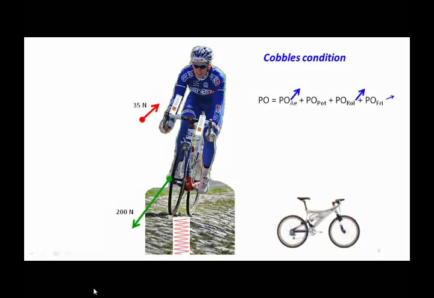So, the company that builds the bicycle, the trainer, and the riders must work together to try to have the better bike, the best mechanical properties of the bicycle, the wheel, the tire. It's very, very complicated. It's not very simple.